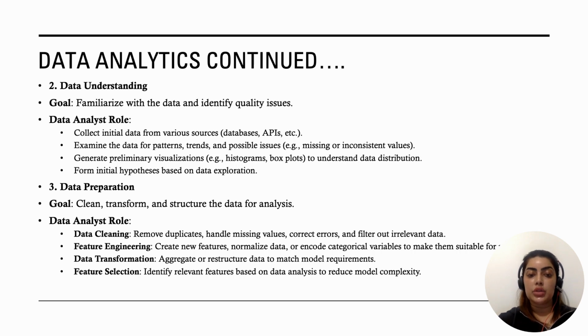Then the third step is data preparation. So the goal is to clean, transform, and structure data for easy analysis. So data analysts would do some data cleaning, removing duplicates, correcting missing values and errors, and also filtering out irrelevant data. And feature engineering, which means creating new features, normalizing data, or creating categorical variables to make it more suitable. And then data transformation, which is aggregating or restructuring data to match model requirements. And then feature selection is to identify relevant features based on data analysis to reduce certain complexities in models.